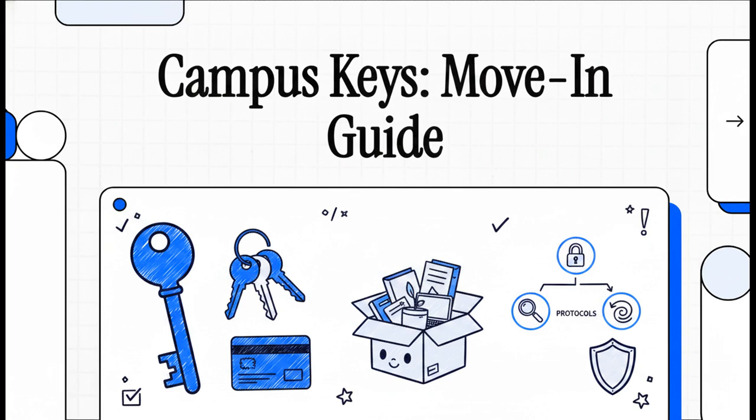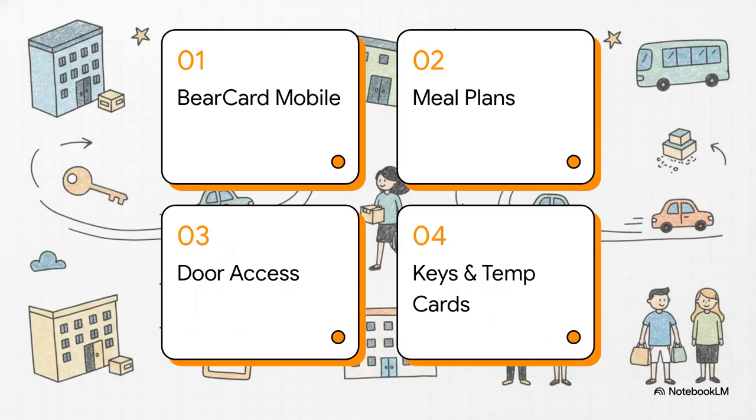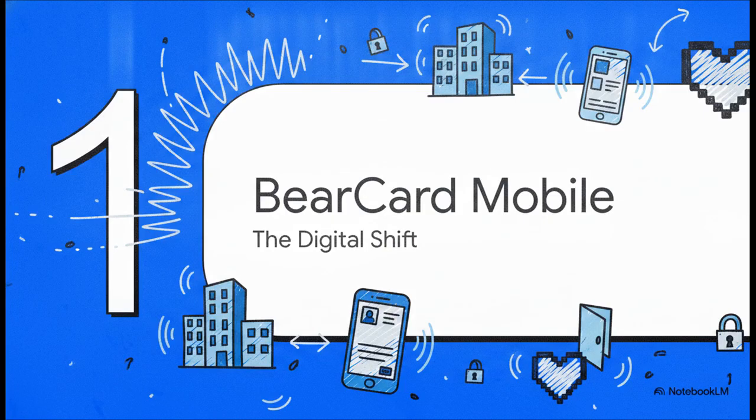Let's get started. So here is our roadmap for today. We're looking at 4 main logistical pillars. First, mastering BearCard Mobile. Second, navigating meal plans. Third, automated door access. And finally, keys and temp cards. Let's dive right into Section 1, Mastering BearCard Mobile.